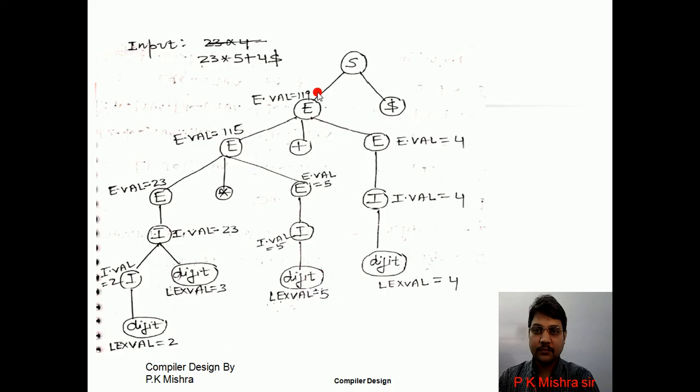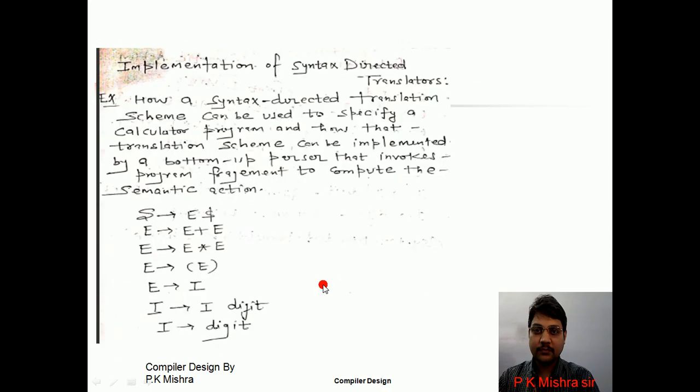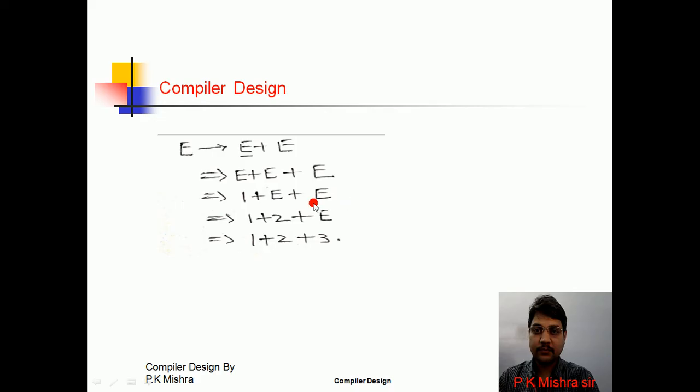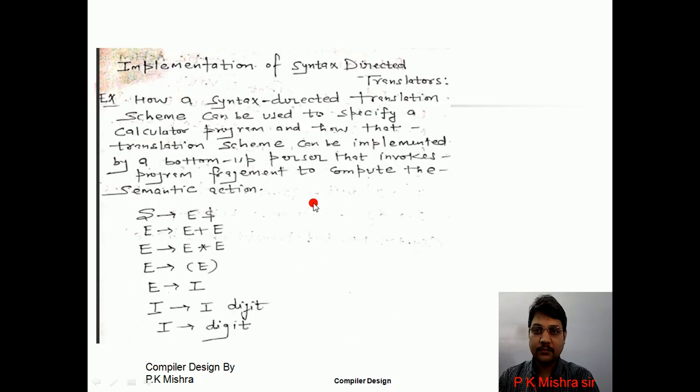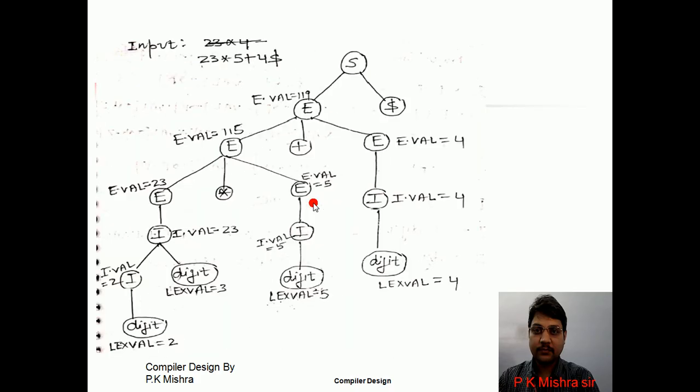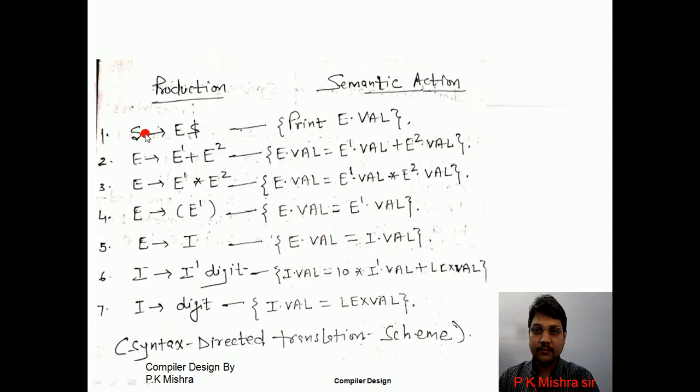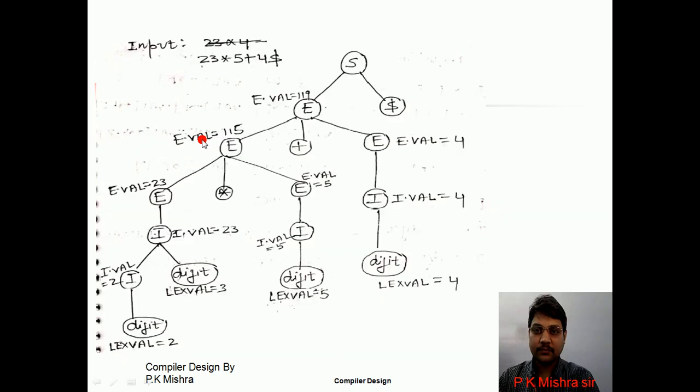You can write the derivation, leftmost or rightmost derivation for this, and then you can write a parse tree. Similar to this, but no need to write a leftmost or rightmost derivation; I am doing it directly. S gives E dollar. What is on the left hand side? That is the root, and what is on the right hand side, from left to right? Those are the leaves: E dollar.